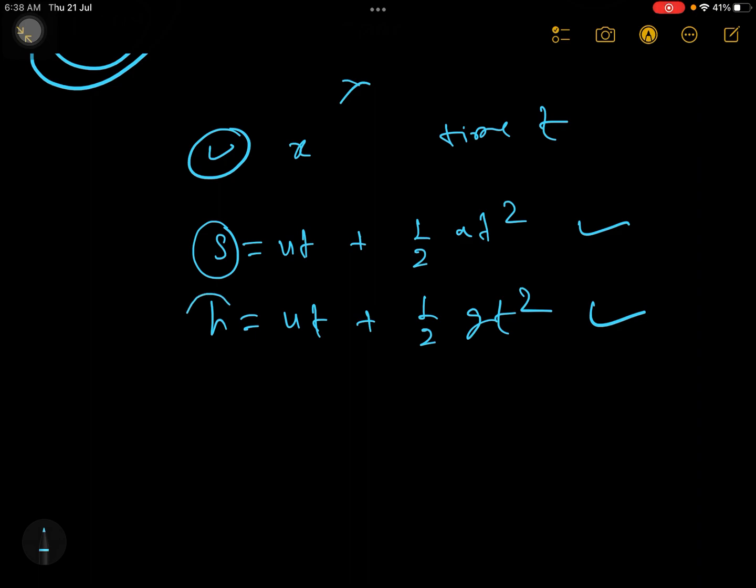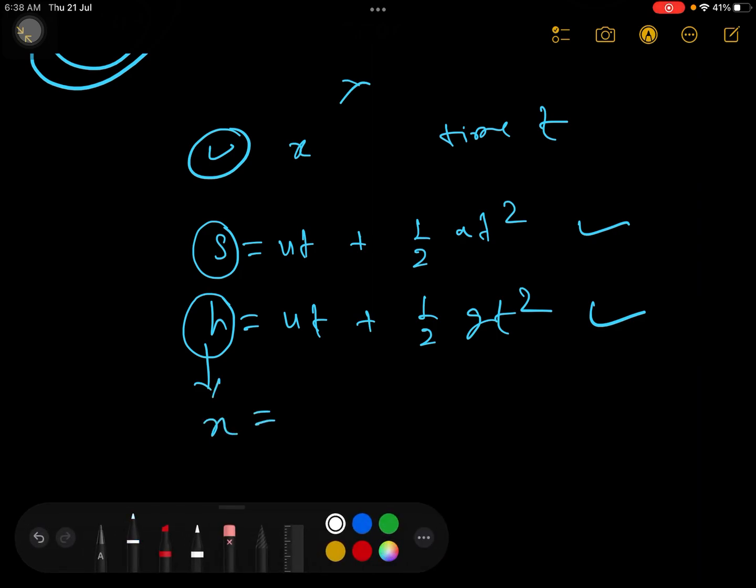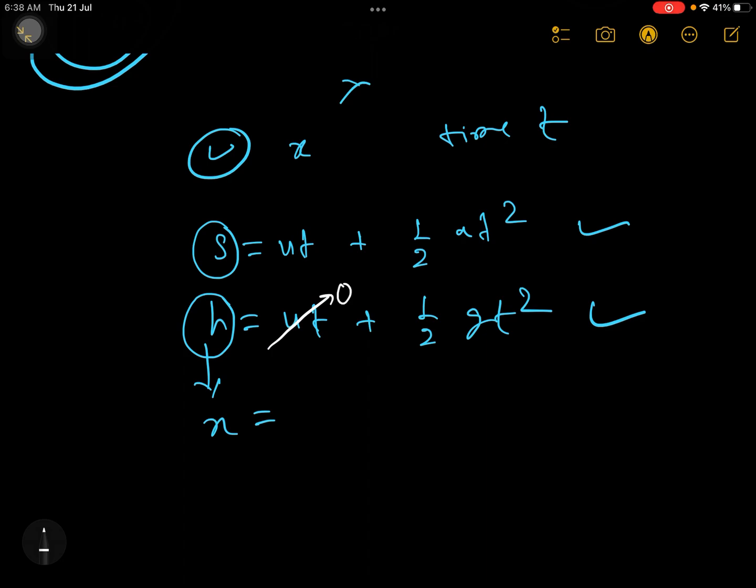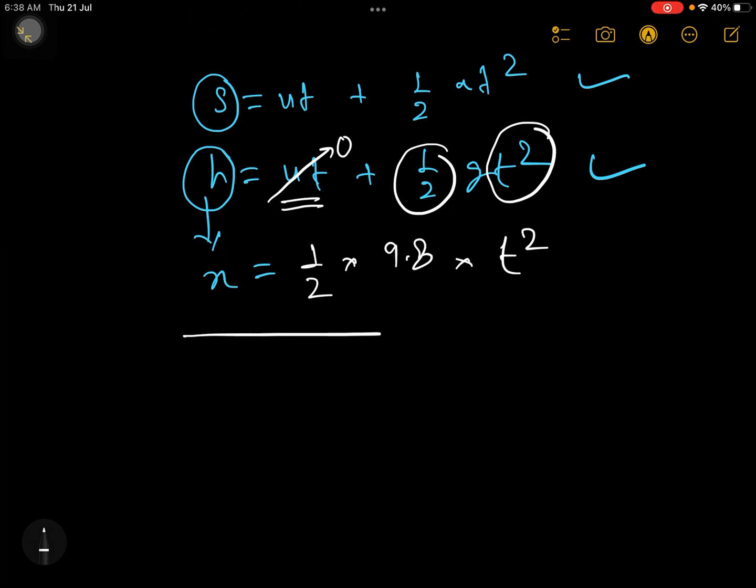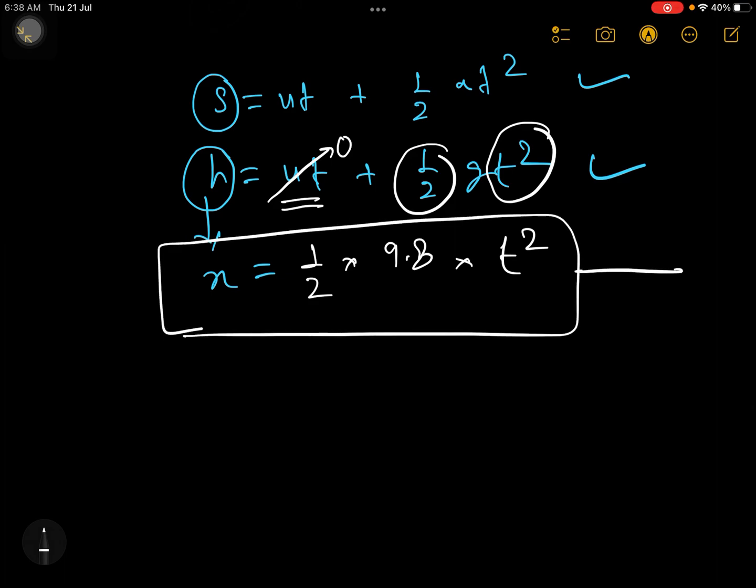Now, how much height the ball is falling, that is x. The initial velocity is 0, so this term will become 0, no need to write this term. Half will be as it is, g value 9.8, and now this t square you can clearly see. Right now do we know the value of time? No, we don't know the value of time, so keep it as t square. Now this is case 1, the case of the ball falling down.